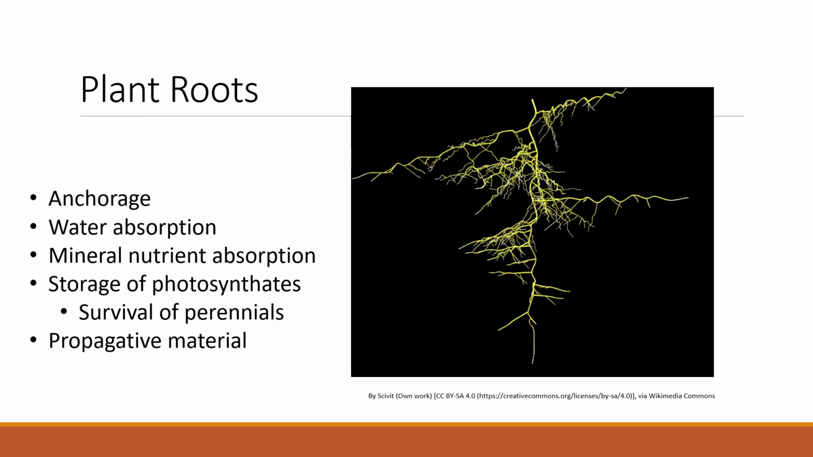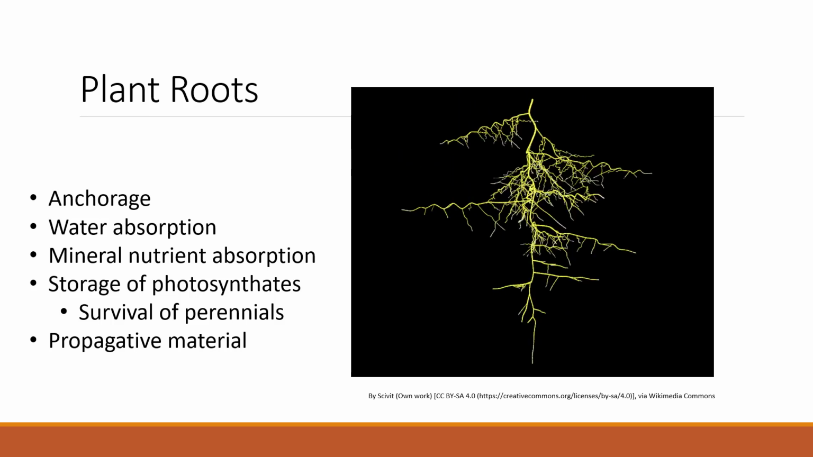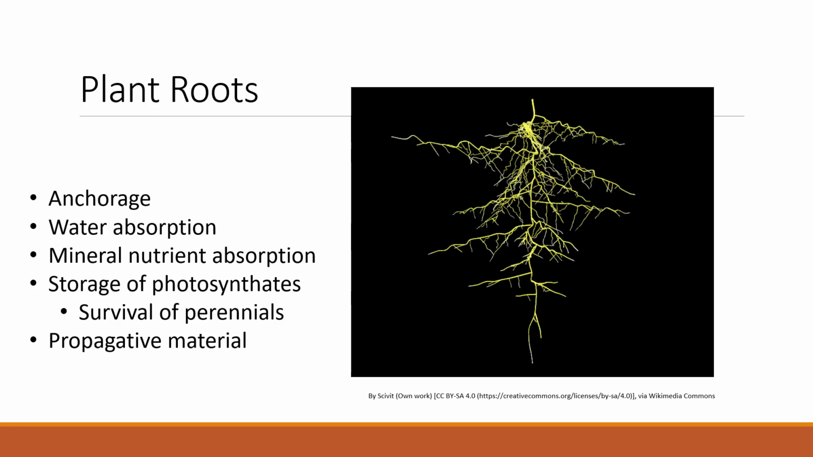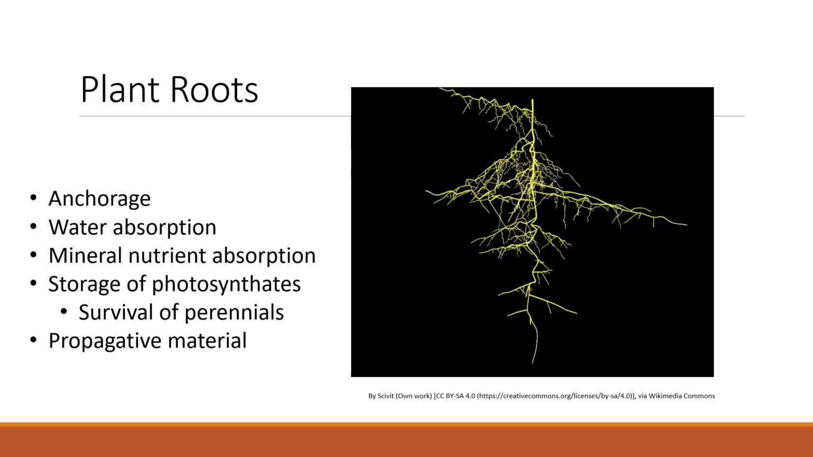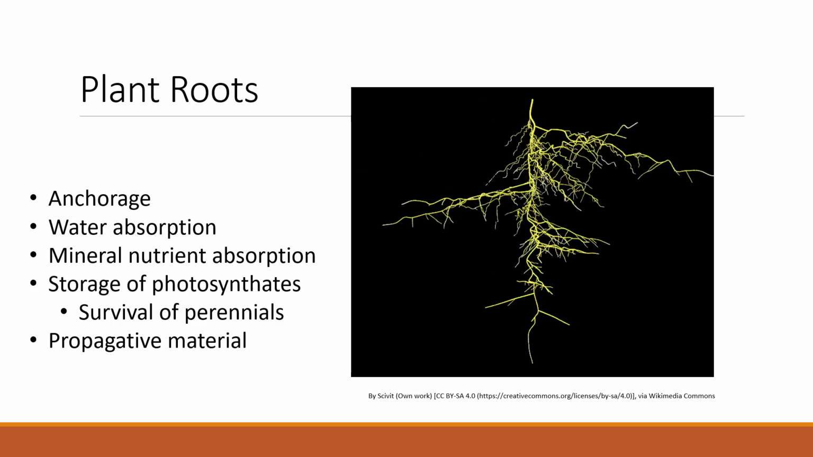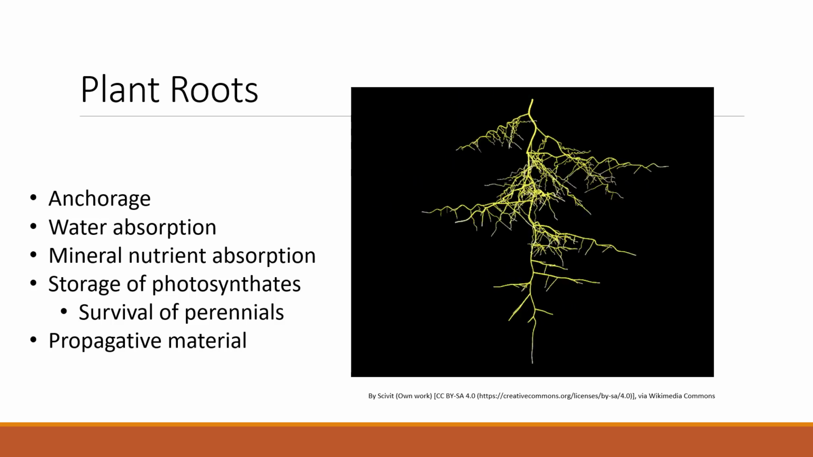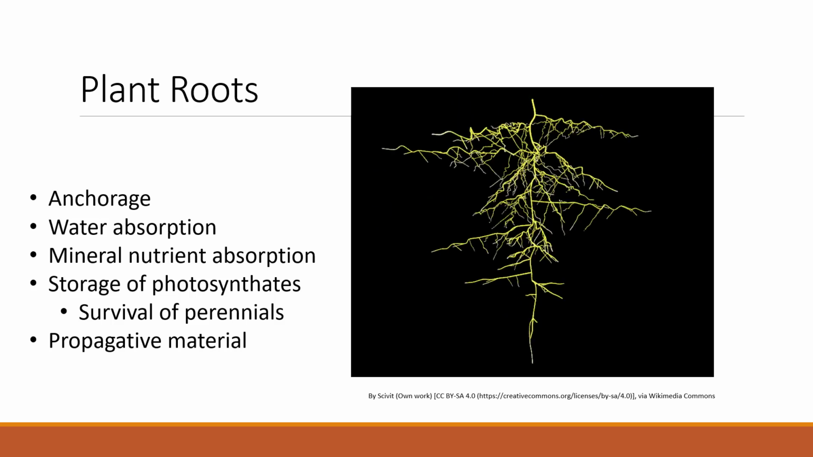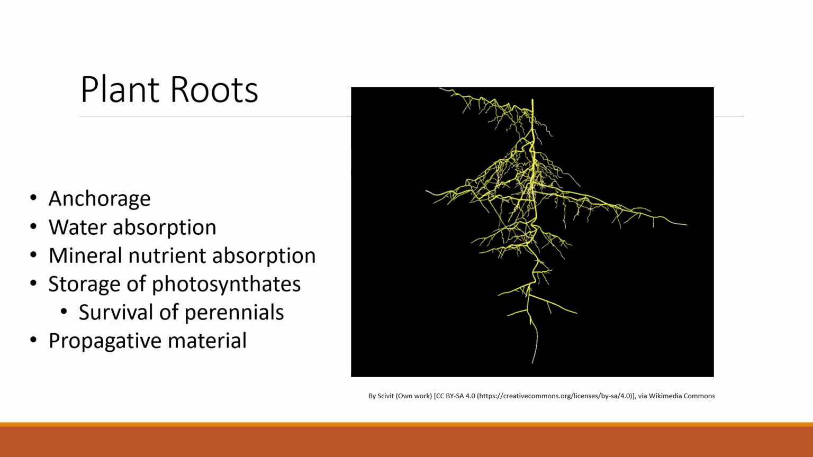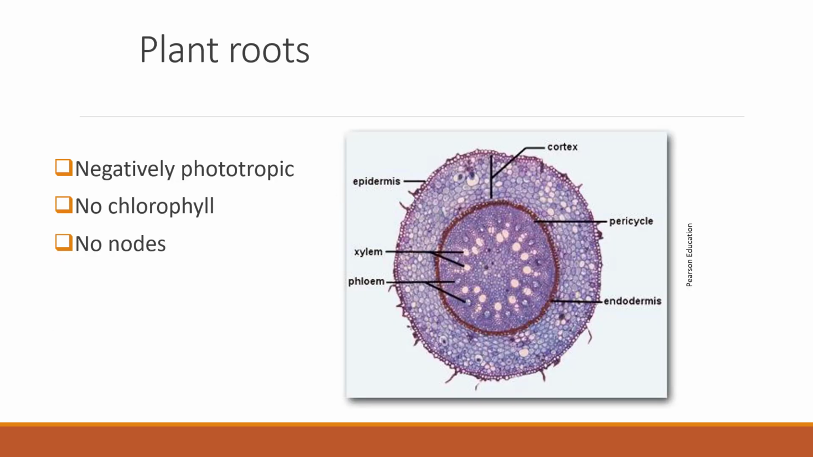So plant roots are used for anchorage. It's where the water is absorbed, where minerals are absorbed. It's a storage of photosynthates. That's the product of photosynthesis. This is how perennials survive, and it's used as propagative material. So they're negatively phototropic, which means they grow away from the light, and there's no chlorophyll there, and there's no nodes. So that's how you know it's not a stem.